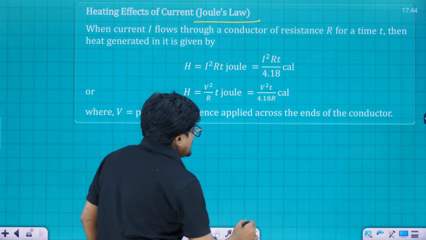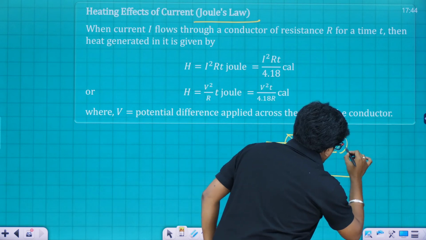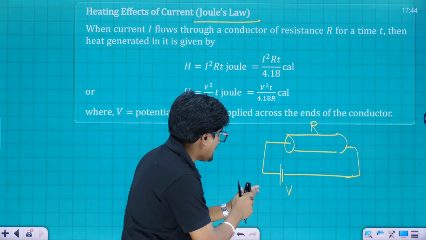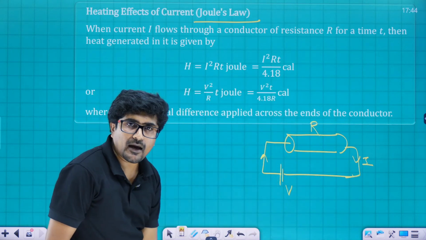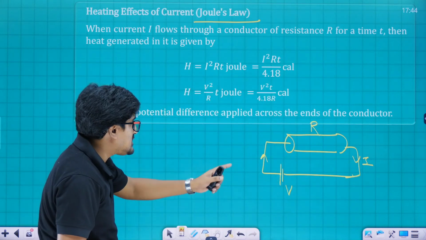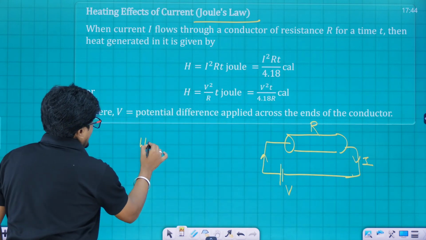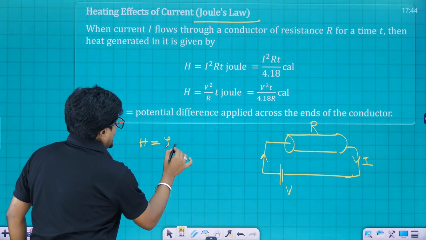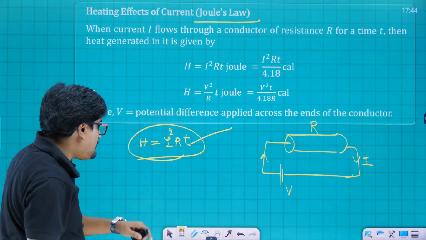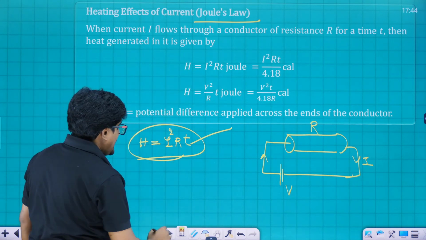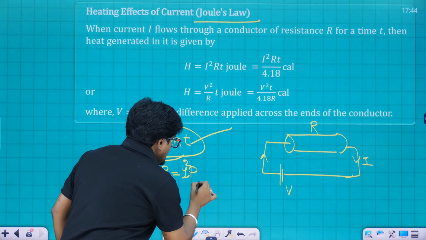Here I have a resistor of resistance capital R, and I apply a potential difference of capital V, and as a result I ampere of current flows through this wire of resistance capital R. As a result, this wire is going to get heated. That heat, capital H, is equal to I square times R into T, and this is known as Joule's law of heating. If you want to calculate the heat dissipated per unit time, that is again the same as power, I square times capital R.